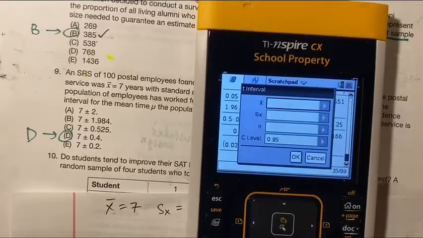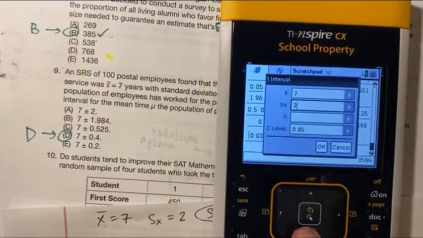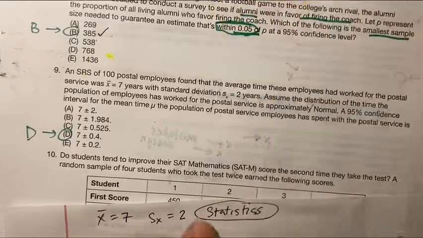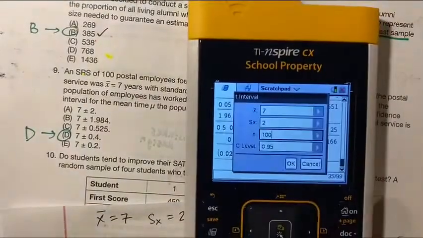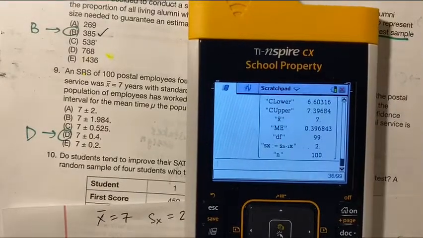So X bar is 7 years. S sub X is 2 years. N is 100, we talked to 100 people. And it's a 95% confidence interval. Make the calculator do everything.